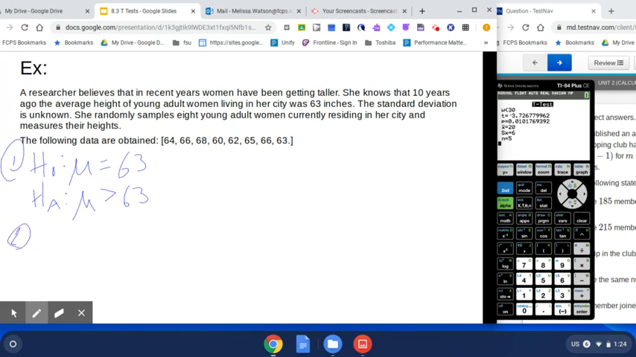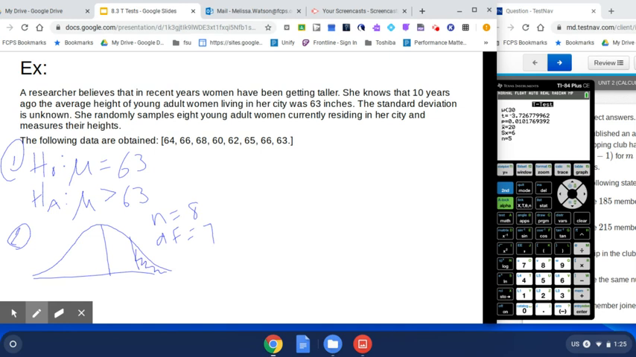Step number 2, finding the critical value. We're going to shade the right tail since it's a greater than scenario. N, our sample size, it said in the prompt, she sampled 8 people. So our degree of freedom would be 7.